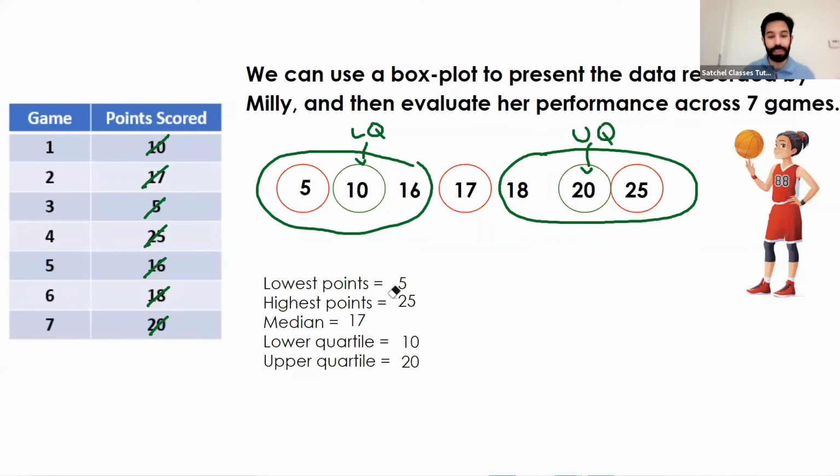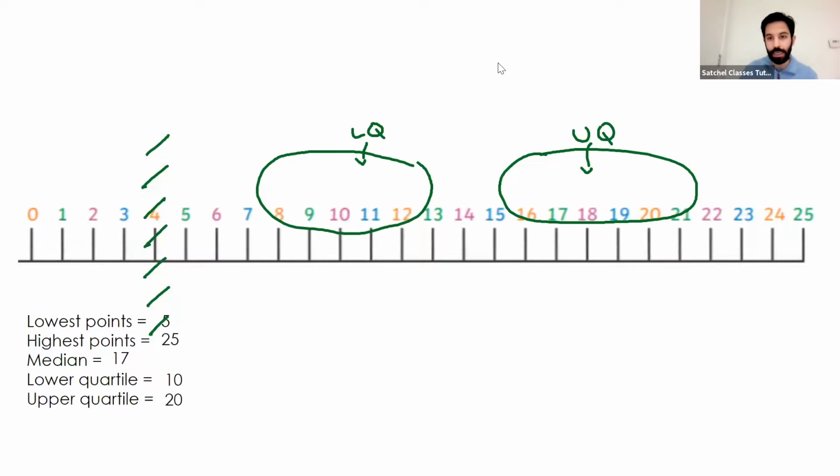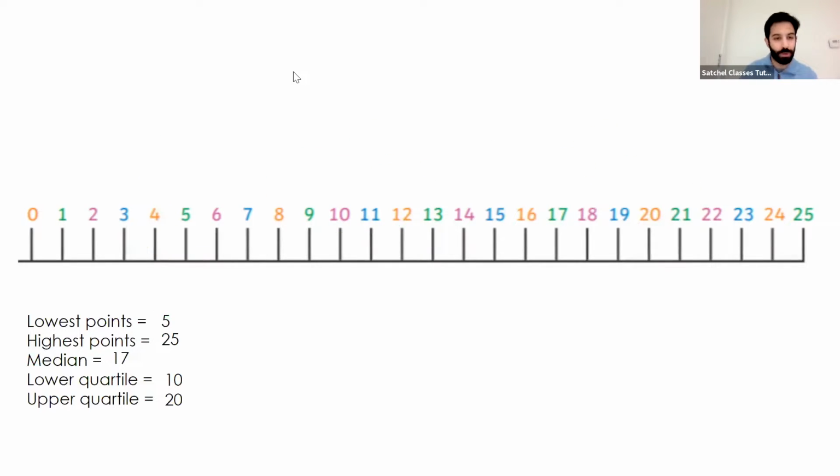Once we have identified these values, we then need to plot them on a grid, or a number line. So our values were 5, and this is where you need to use a ruler. So we go to 5, and maybe I can draw that slightly better actually. So there we go. So from 5, we can draw a nice line. So that's your lowest value. Then we need our lower quartile. So our lower quartile is 10. So then we go to 10 and we draw a line here.